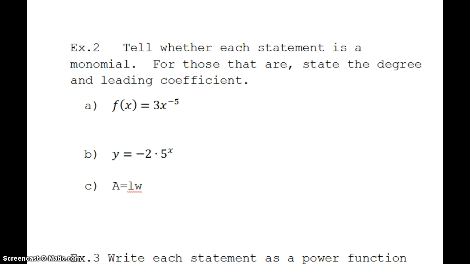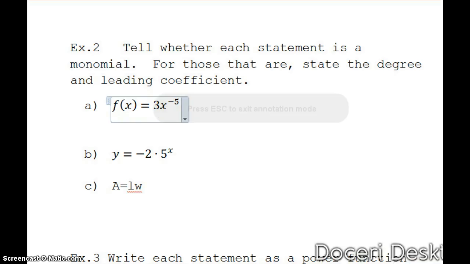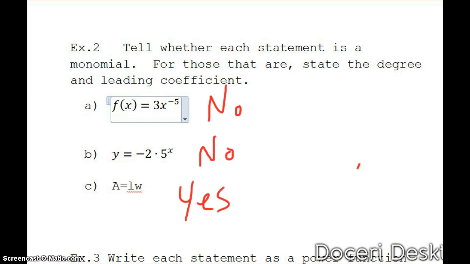All right, example 2 says, tell whether each statement is a monomial, and for those that are, state the degree and leading coefficient. So A is not a monomial function, because it has a negative exponent. For B, no, it's not one either because our exponent is the variable as well. And then this one's a yes.